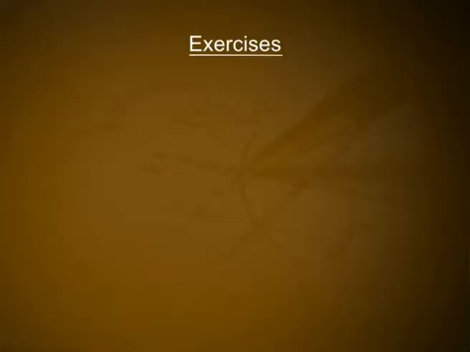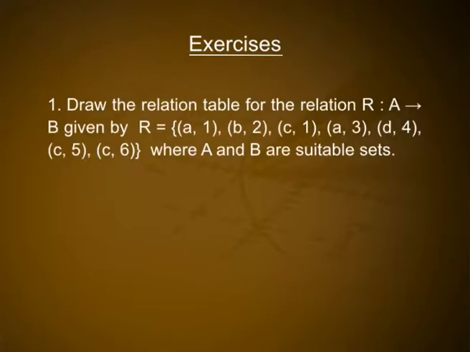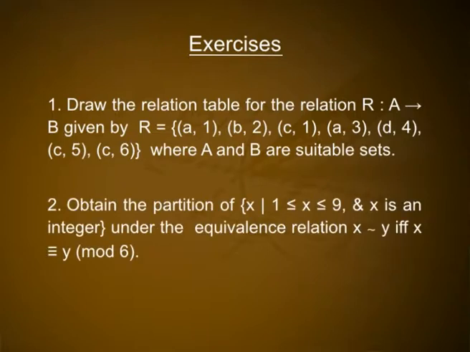The following questions are given to you to practice. First, draw the relation table for the relation R from A to B given by R equals the set of all ordered pairs (a, 1), (b, 2), (c, 1), (a, 3), (d, 4), (c, 5), (c, 6), where A and B are suitable sets. Obtain the partition of the set of all x such that 1 less than or equal to x less than or equal to 9 and x is an integer, under the equivalence relation x related to y if and only if x is congruent to y mod 6.